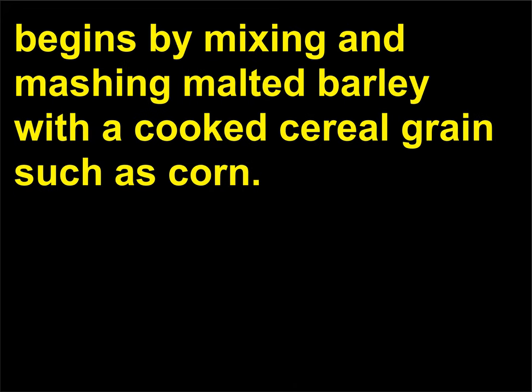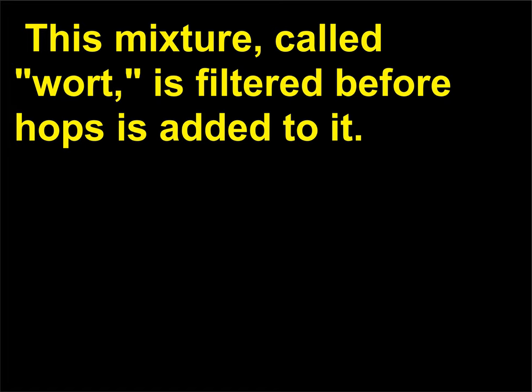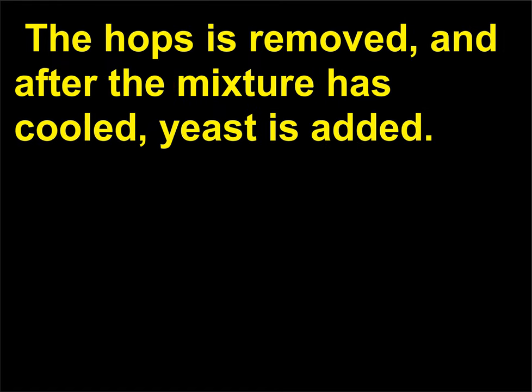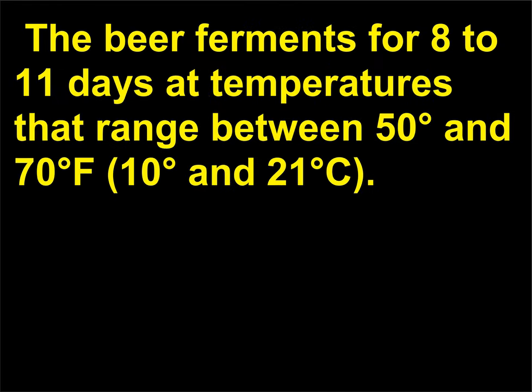begins by mixing and mashing malted barley with a cooked cereal grain such as corn. This mixture, called wort, is filtered before hops is added to it. The wort is then heated until it is completely soluble. The hops is removed, and after the mixture has cooled, yeast is added. The beer ferments for 8 to 11 days at temperatures that range between 50 degrees and 70 degrees Fahrenheit, 10 degrees and 21 degrees Celsius.